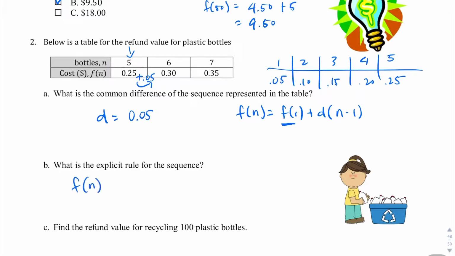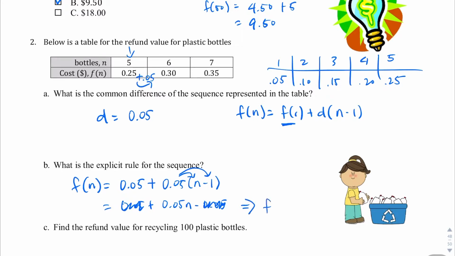So let's write it. Explicit rule is going to be f of n equals the first term, which is 0.05, plus the common difference, which is 0.05 times n minus 1. And then let's go ahead and simplify that. If we simplify it, we're going to end up with 0.05 plus 0.05n minus 0.05. And look at that, this and this are going to subtract. So we end up with a very simplified equation: f of n is equal to 0.05n. So that is our explicit rule.